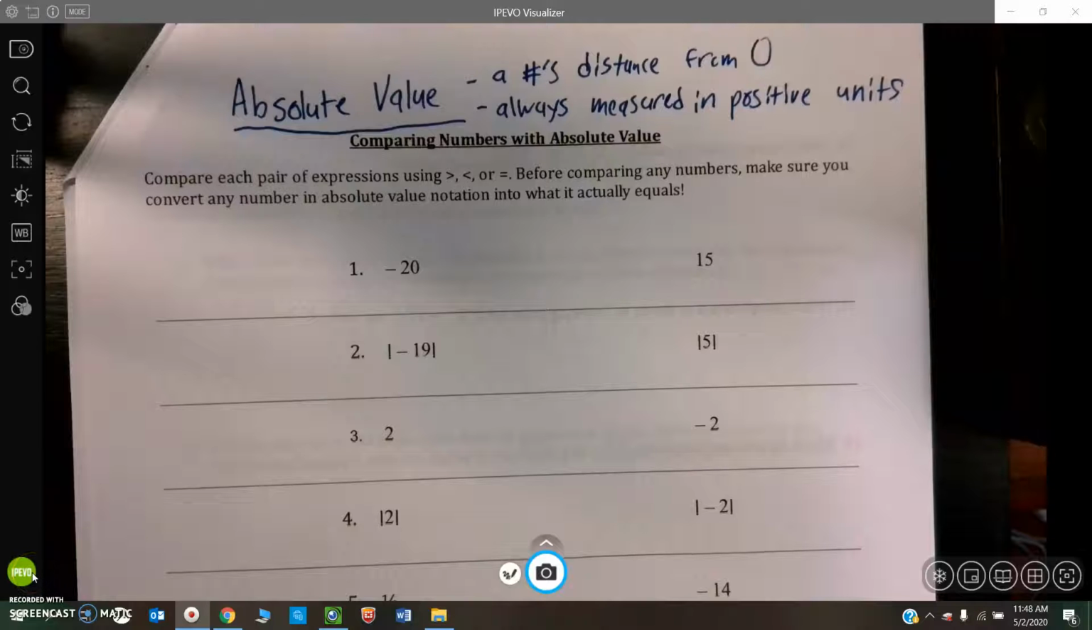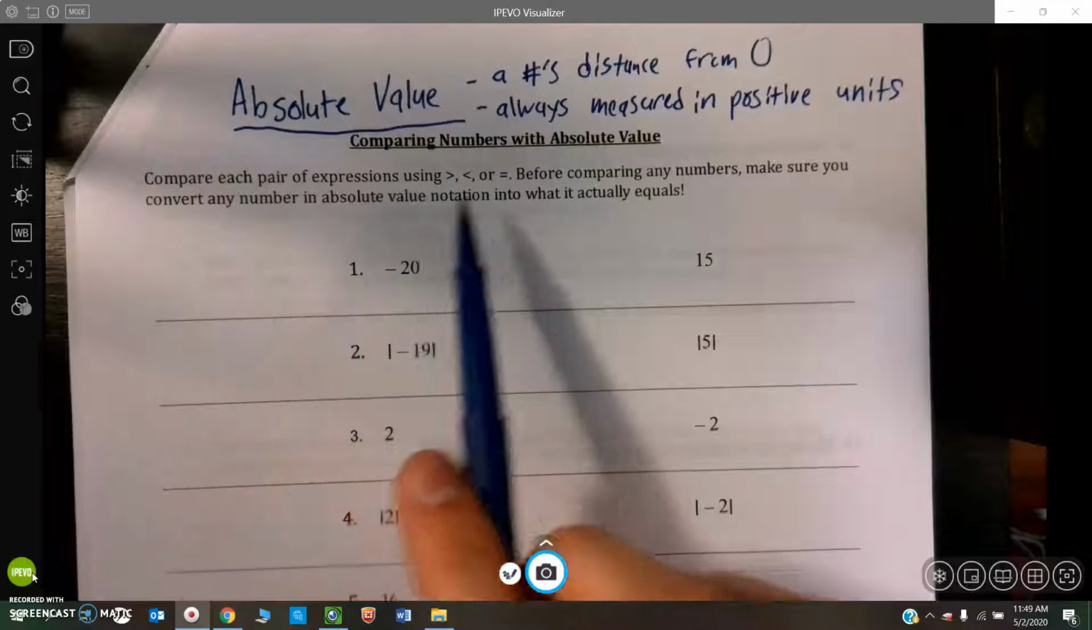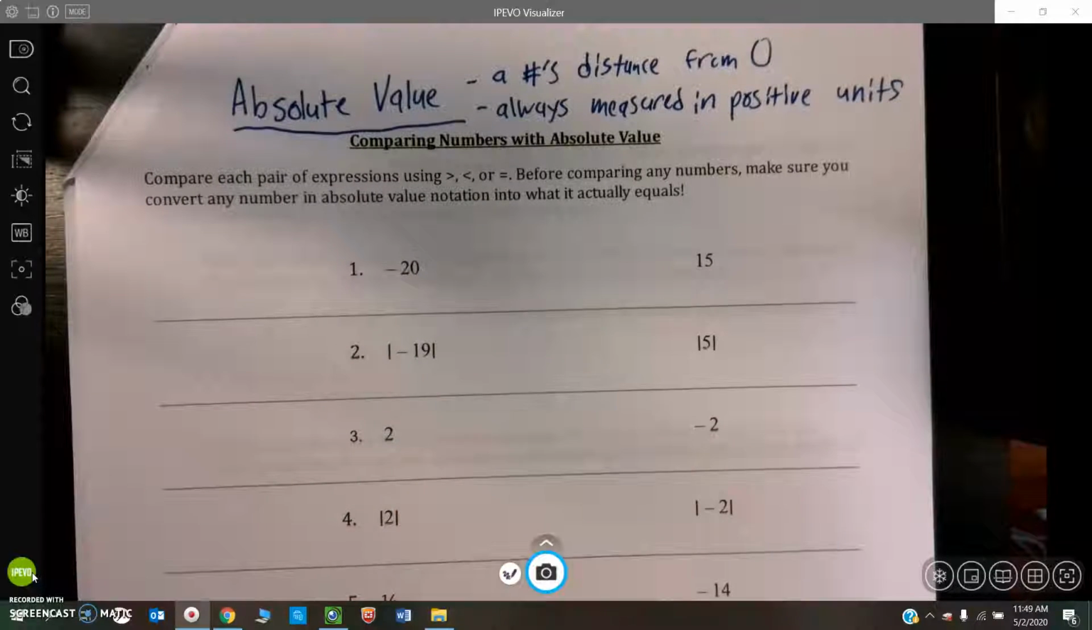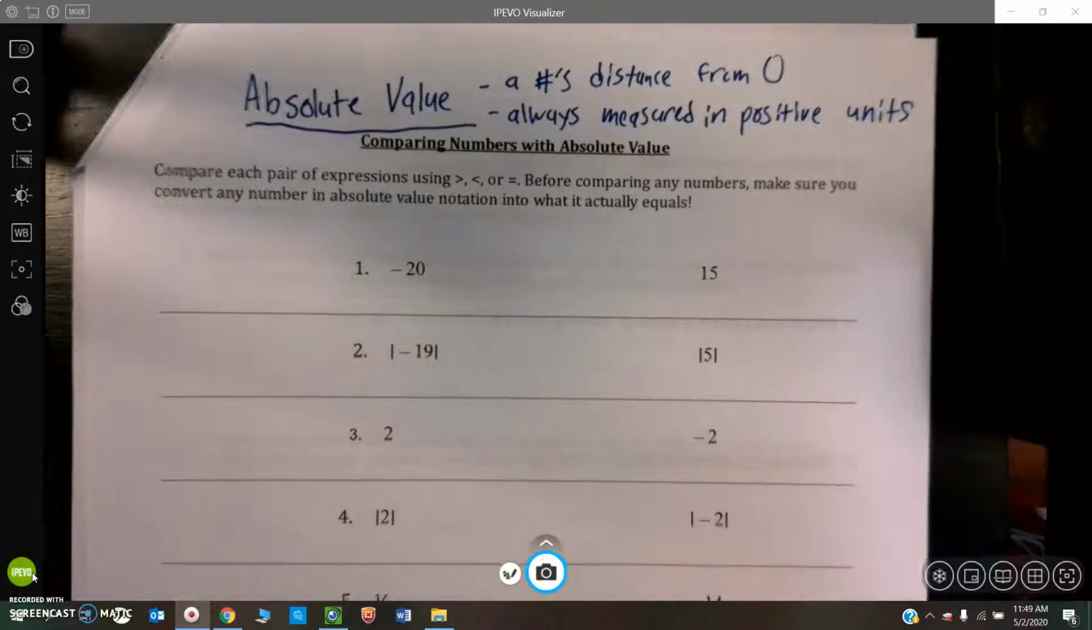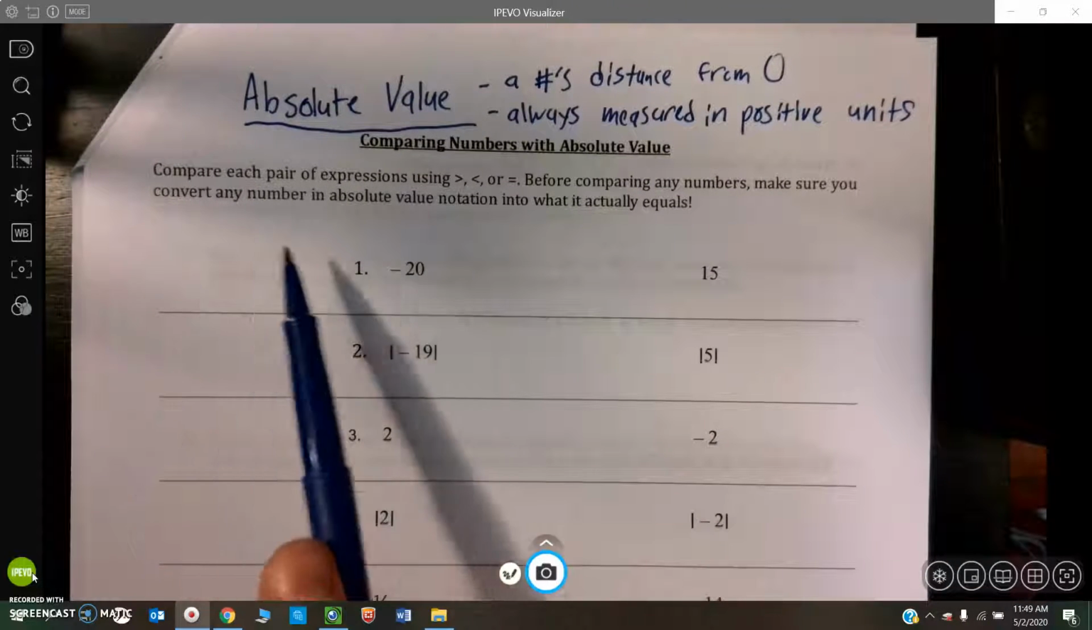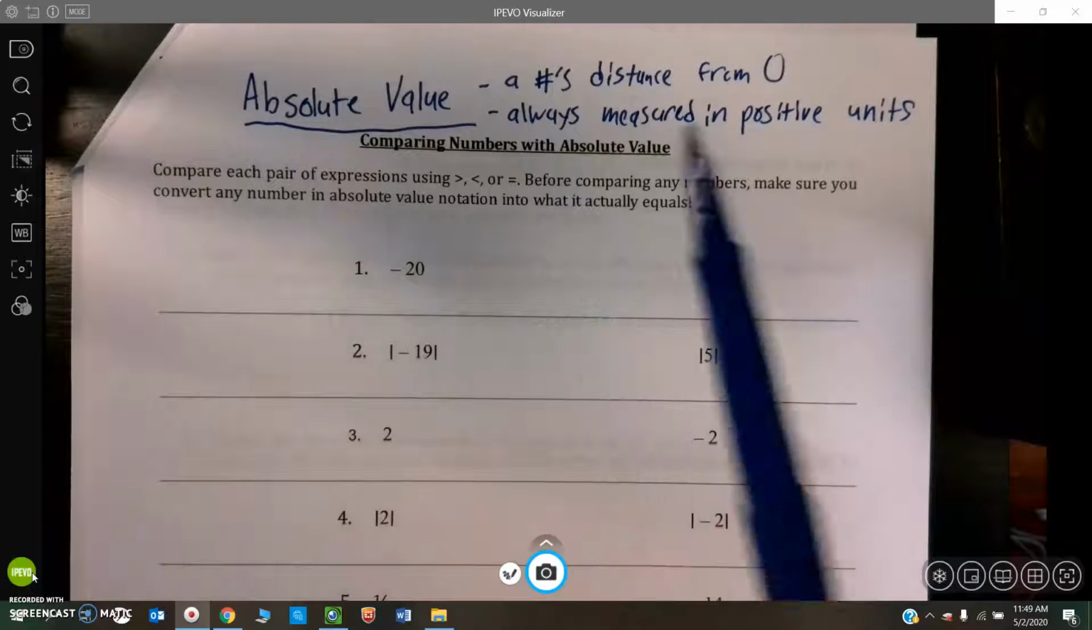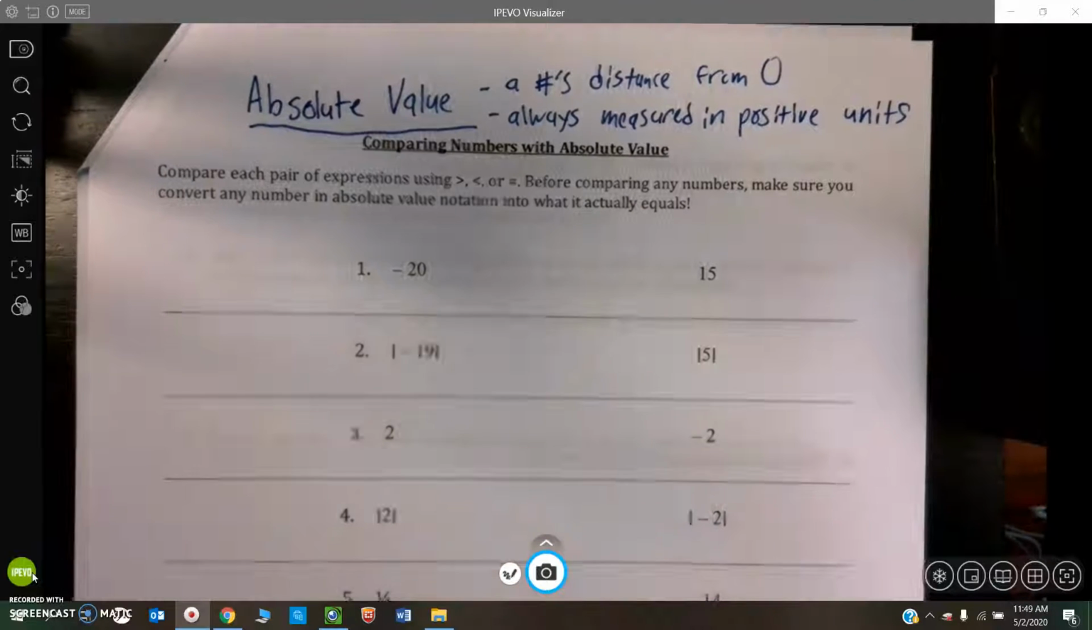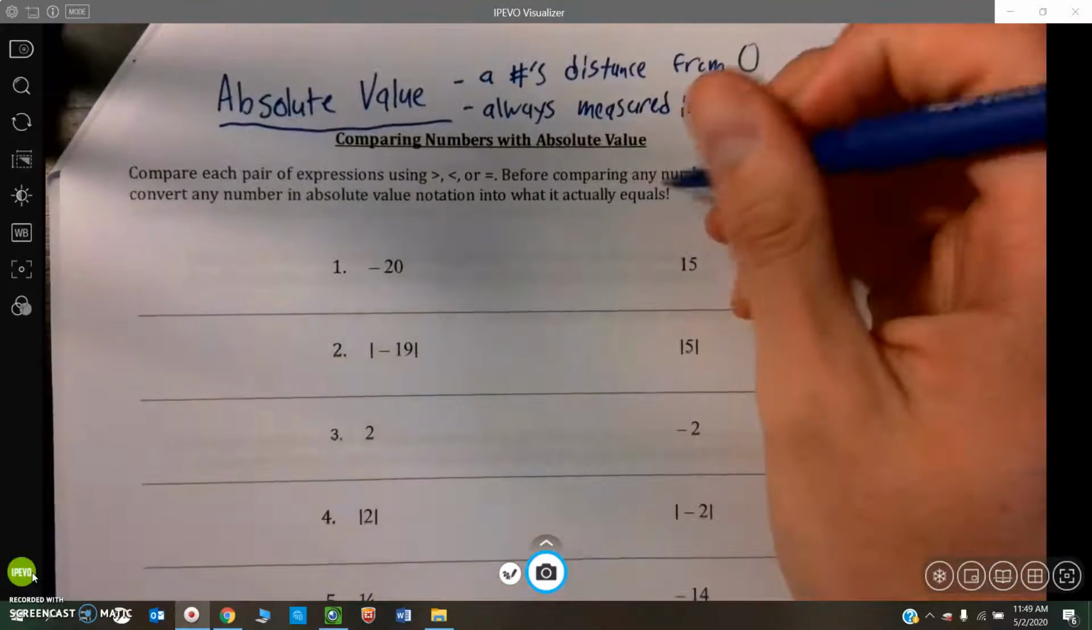Here's the review for pages 3 and 4 of your review lesson. So, this activity says to compare numbers with absolute value. Compare each pair of expressions using greater than, less than, or equal to. Before comparing any numbers, make sure you convert any number in absolute value notation into what it actually equals. So that last part is going to be super important.